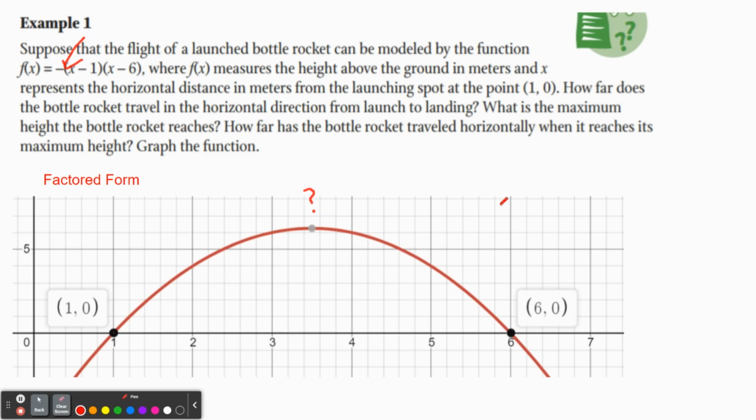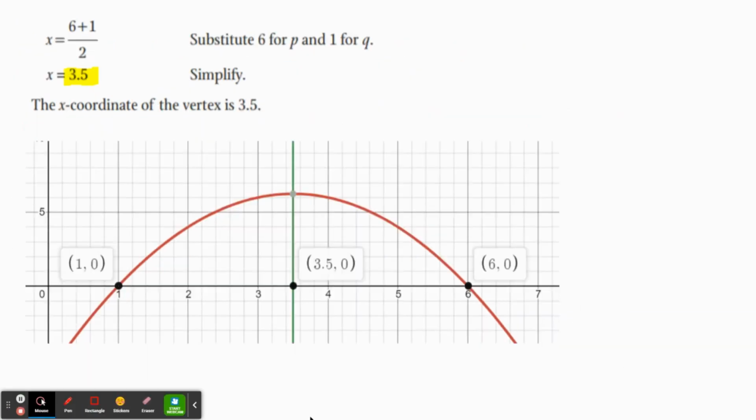So in order to figure out that point, we need to find the vertex. In order to find the vertex using factored form, we take both of those x-intercepts and average them, because the vertex is always in the middle of the parabola. So 6 plus 1 divided by 2 is going to be 3.5. That means it's reached its maximum height after it's flown horizontally for 3.5 meters.